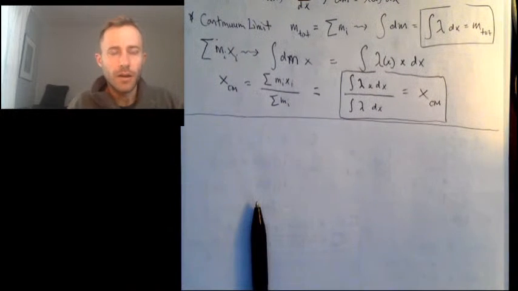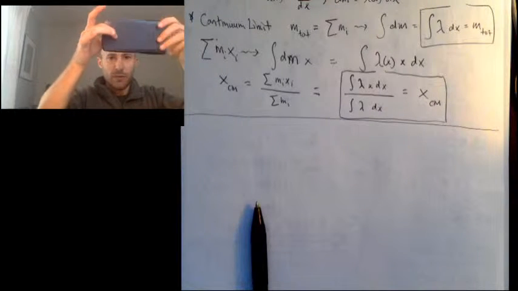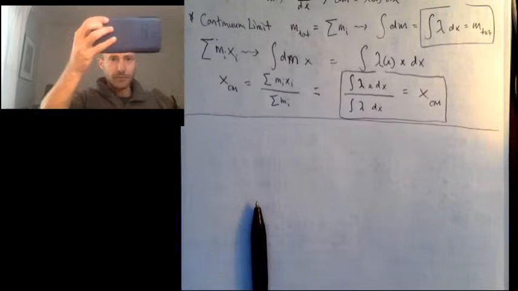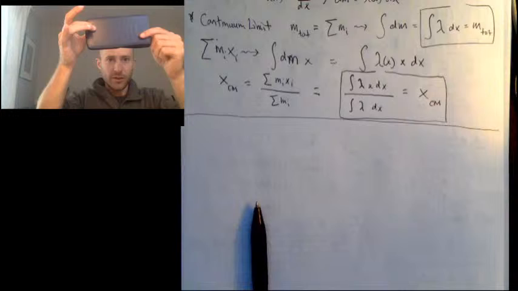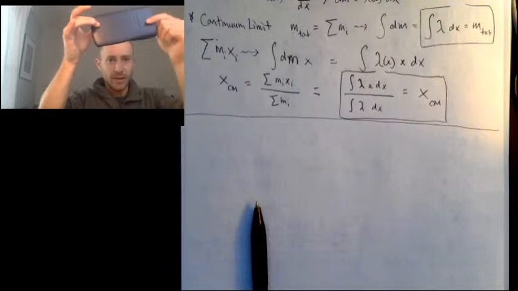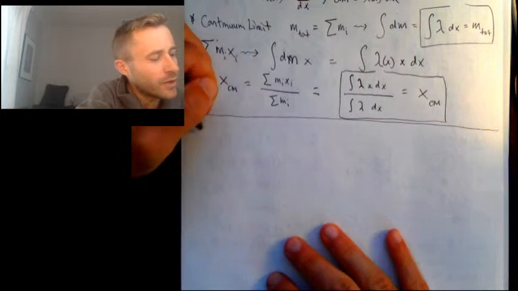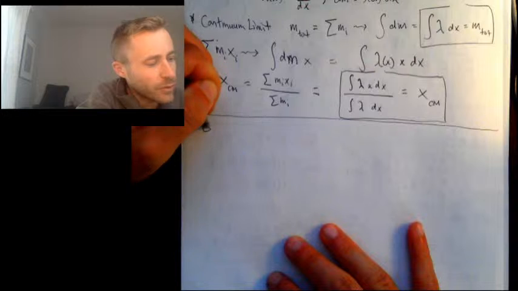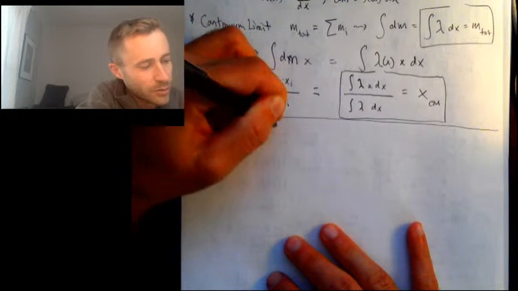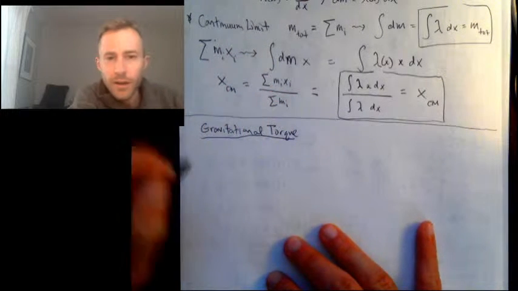Well, there's a torque due to gravity. If I hold something, why does this calculator want to rotate like this? It's because I'm holding it, and there's a gravitational torque. That's what I want to talk about next: the gravitational torque, which is the torque due to the gravitational force.